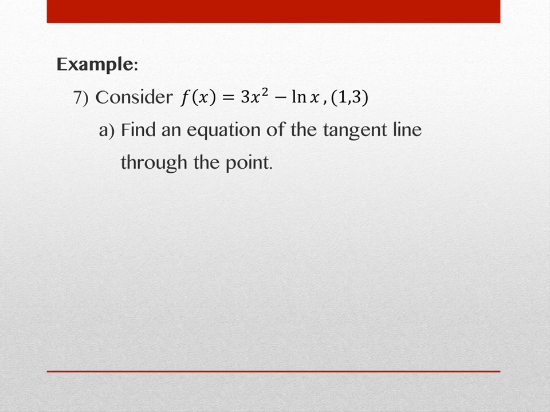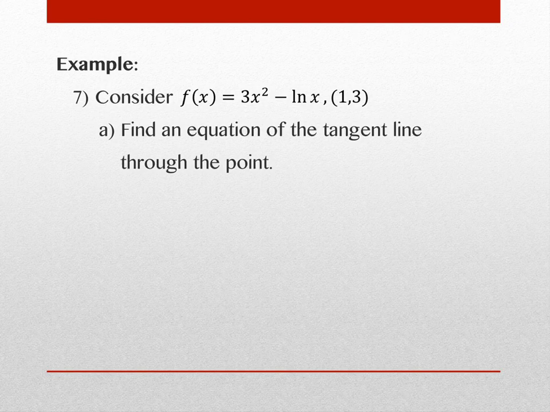Okay, so taking a look then at number 7, we've got a little bit more in-depth function. It's not a scary one, but it's got a couple pieces to it anyway. So we have f of x is equal to 3x squared minus the natural log of x. And it wants us to find an equation of the tangent line to this curve through that point that's listed, 1, 3.